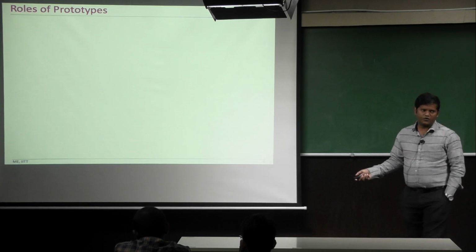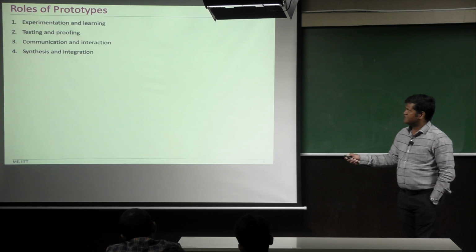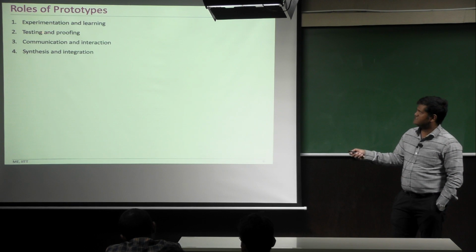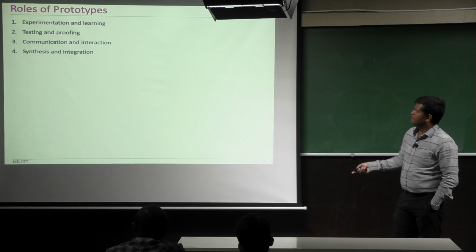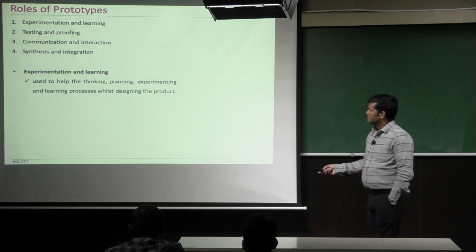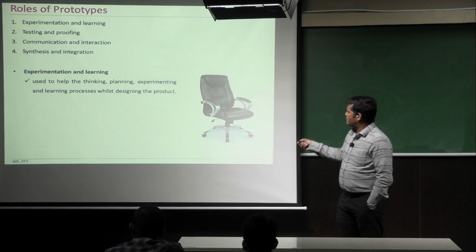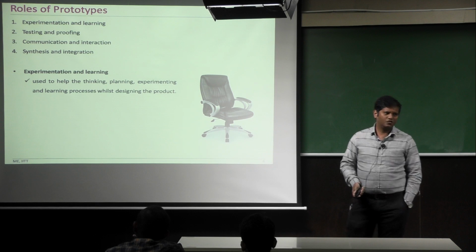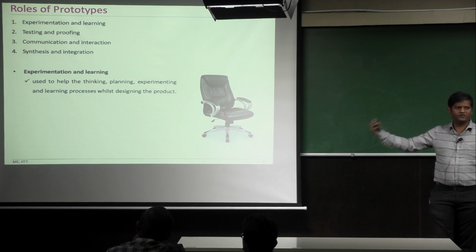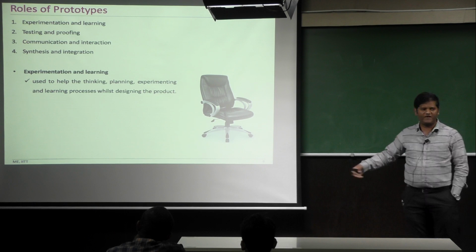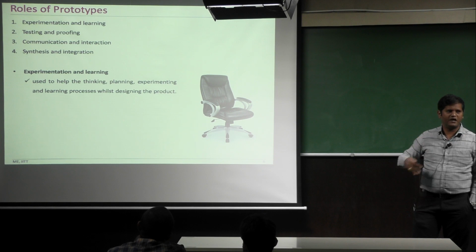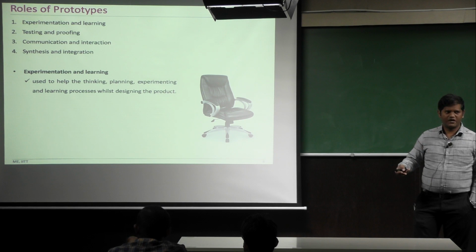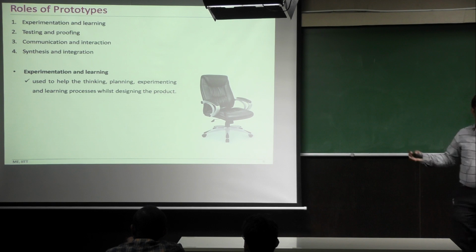Next one is the roles of prototypes. One is experimentation and learning, second one is testing and proofing, third one is communication and interaction, fourth one is synthesis and integration. Let's see one by one. One is experimentation and learning. So let us say I want to manufacture this product, from the design till the finalization of the design. You can make the full scale component, you can do the experiment, you can evaluate, you can change the design. So this is one of the important roles of the prototype.